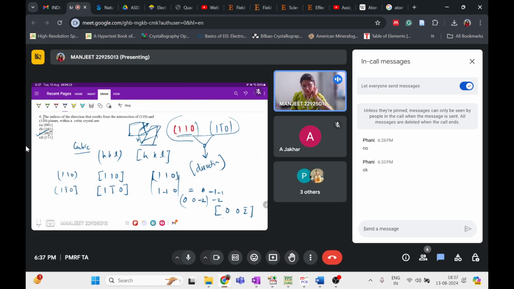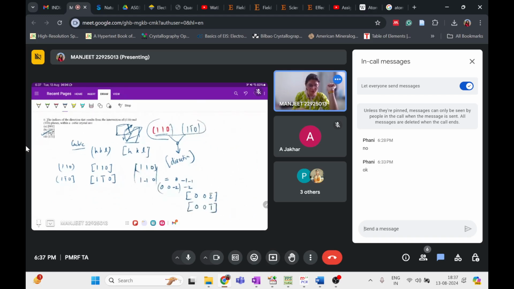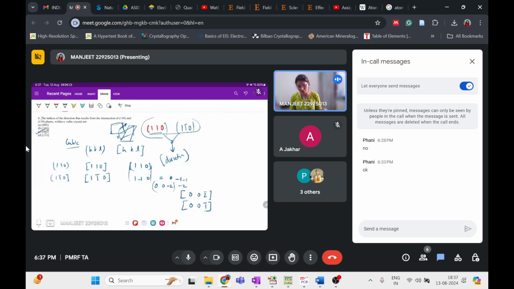First, for the cubic case, every (HKL) plane has the direction [HKL], the same one, because each plane is perpendicular to its direction, so the direction is defined by drawing the perpendicular. If we have to find the intersection, we also take the cross product, because that direction comes from both planes. There we get 0 0 -2, and reducing to the smaller set of numbers, it becomes 0 0 -1. Okay, let's move to the next question.